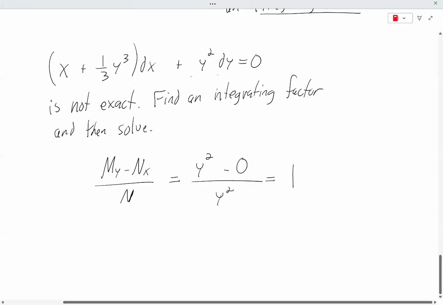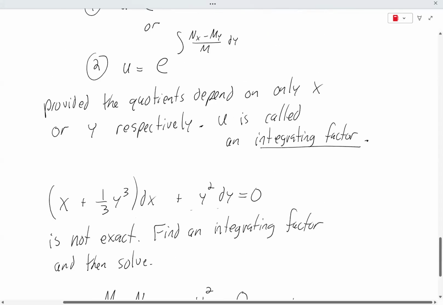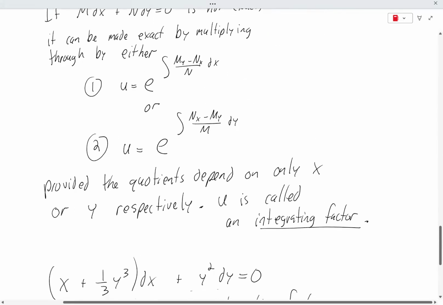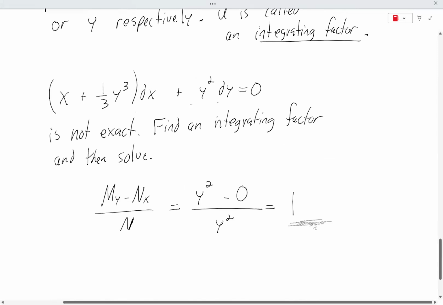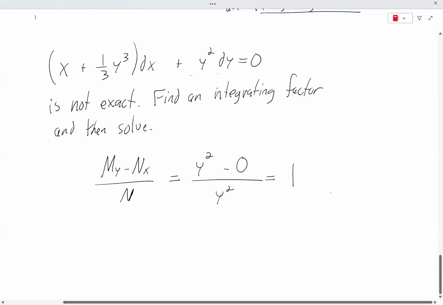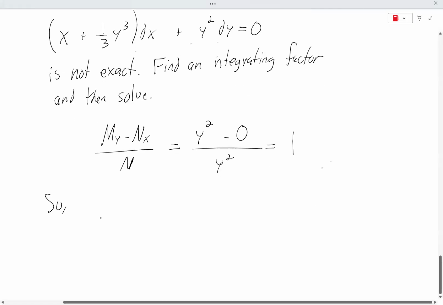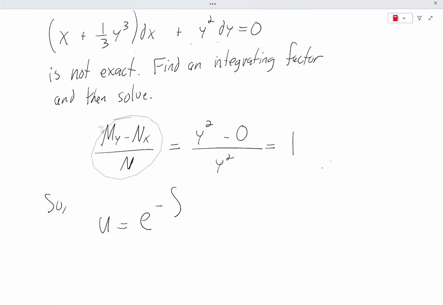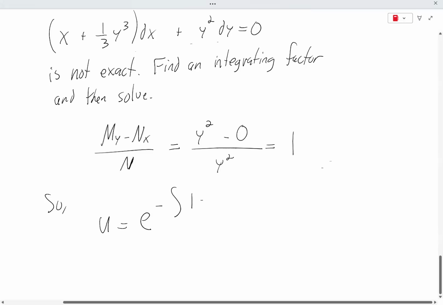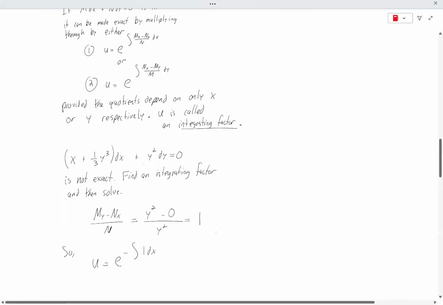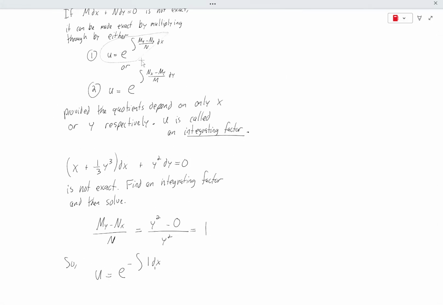Okay, and what do we say here? It has to be dependent on x or y only, respectively. And this one doesn't depend upon anything here. If this depended upon x, you're okay, but it doesn't depend upon either one, so it's okay. So actually, this is good here. So then the integrating factor is u equals e raised to the negative integral, and then it's this thing here, which is going to be 1 dx. That's back from number 1 and number 2 up here.